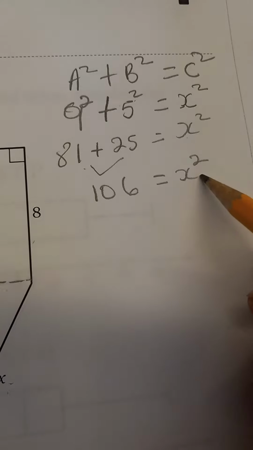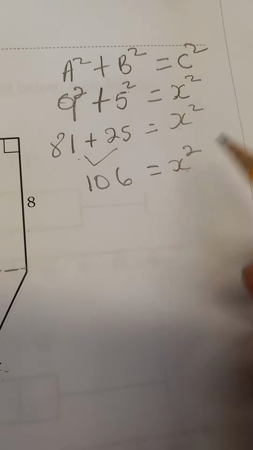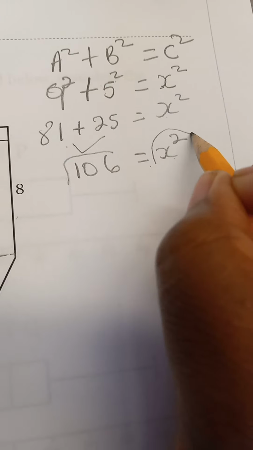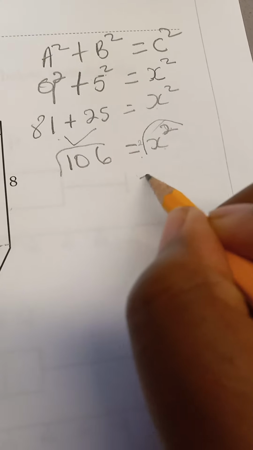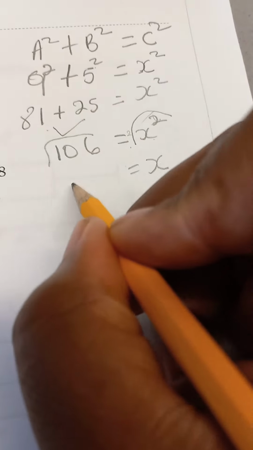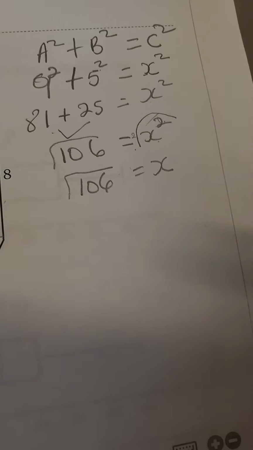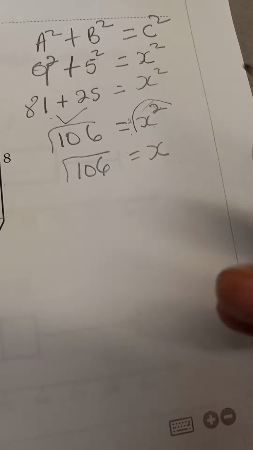So in order to find x alone, we have to square root both sides. Remember, when we have the square roots, the squares cancel out. So that leaves us with x. And x is equal to the square root of 106. So the hypotenuse is the square root of 106.